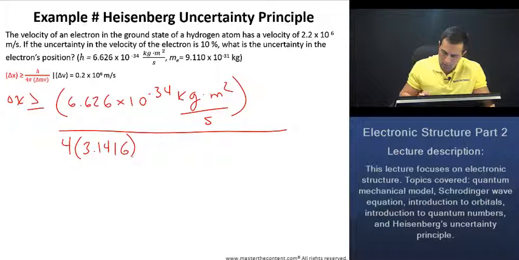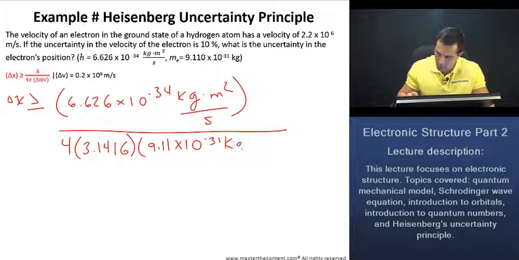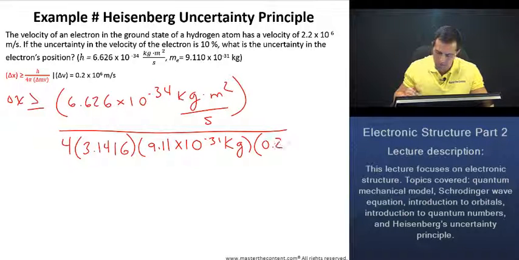3.1416. Our mass of our electron is also given to us right here, right? That's just going to be 9.11 times 10 to the power of negative 31 kilograms. And the velocity value that we had was just 0.2 times 10 to the power of 6 meters per second, right? And there we are. That was our uncertainty in that.